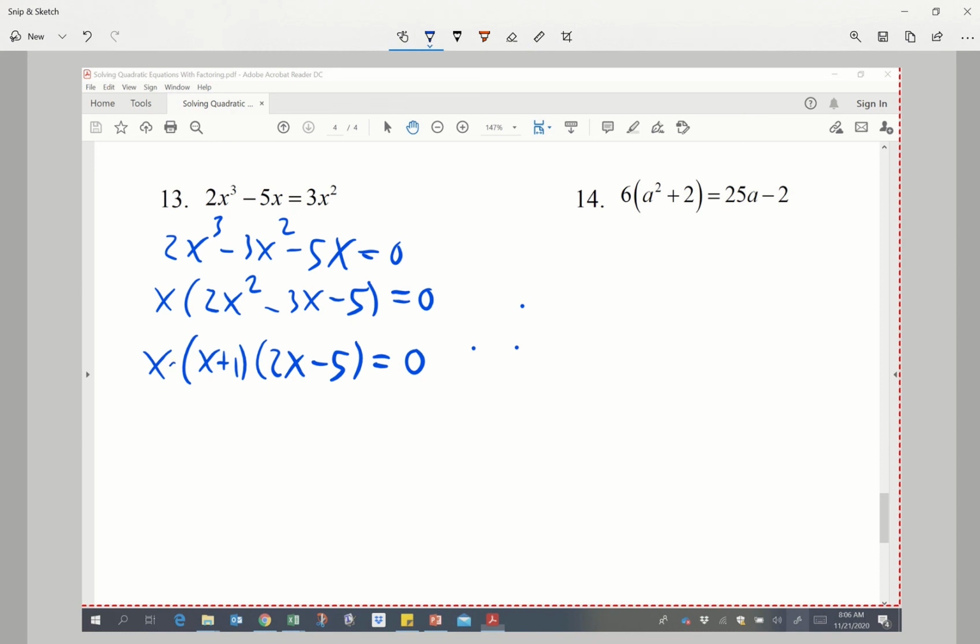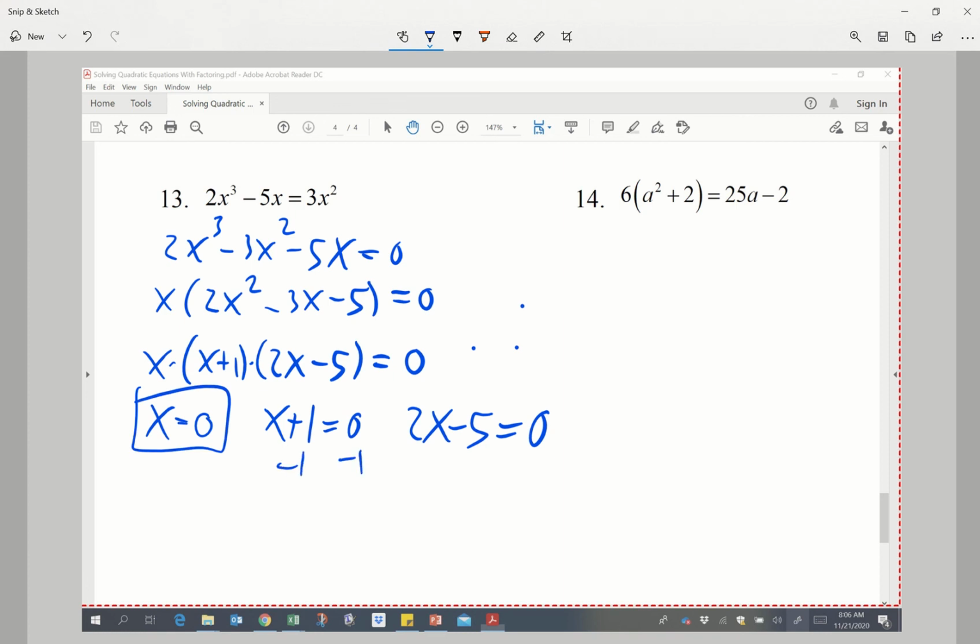We have something times something equals to 0. The only way that can happen is if one of these three factors equals to 0. So we set the x equal to 0. That's the first factor. We set the x plus 1 equal to 0. And we also set the 2x minus 5 equal to 0. This one is already solved for us. It's just x equals to 0 is one solution.